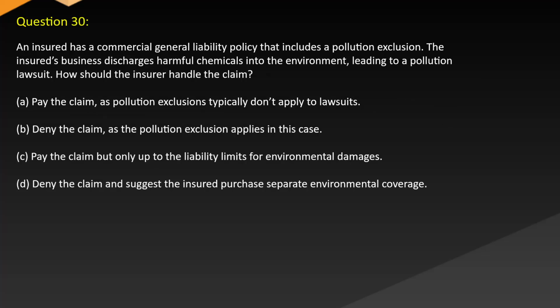Question 30. An insured has a commercial general liability policy that includes a pollution exclusion. The insured's business discharges harmful chemicals into the environment, leading to a pollution lawsuit. How should the insurer handle the claim? A. Pay the claim, as pollution exclusions typically don't apply to lawsuits. B. Deny the claim, as the pollution exclusion applies in this case. C. Pay the claim but only up to the liability limits for environmental damages. D. Deny the claim and suggest the insured purchase separate environmental coverage.